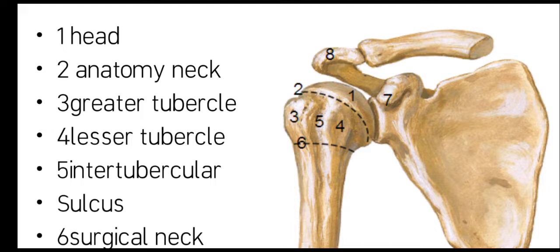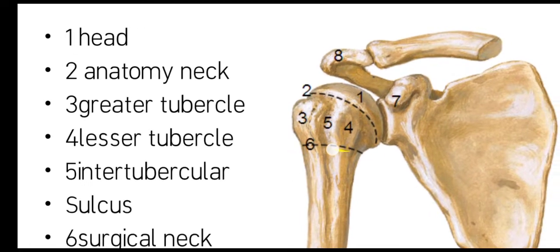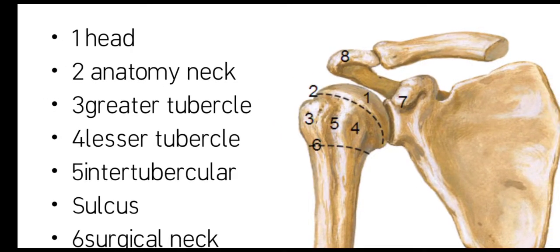On the contrary, there is another structure known as the surgical line. The surgical line is the line that separates the head of the humerus from the shaft of the humerus. Here you can see the surgical line. This is point 6, the number 6 line is the surgical line. The surgical neck is the site where fracture of the humerus is more common as compared to the anatomical neck. So the surgical neck is more easily fractured as compared to the anatomical neck.